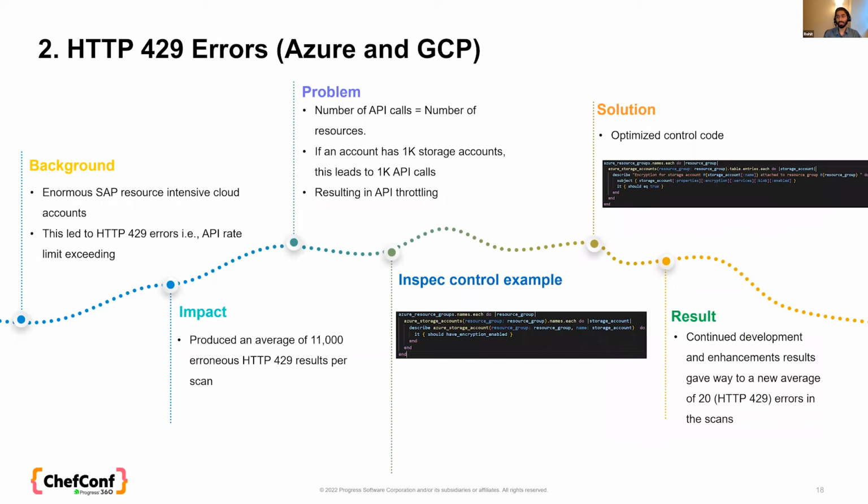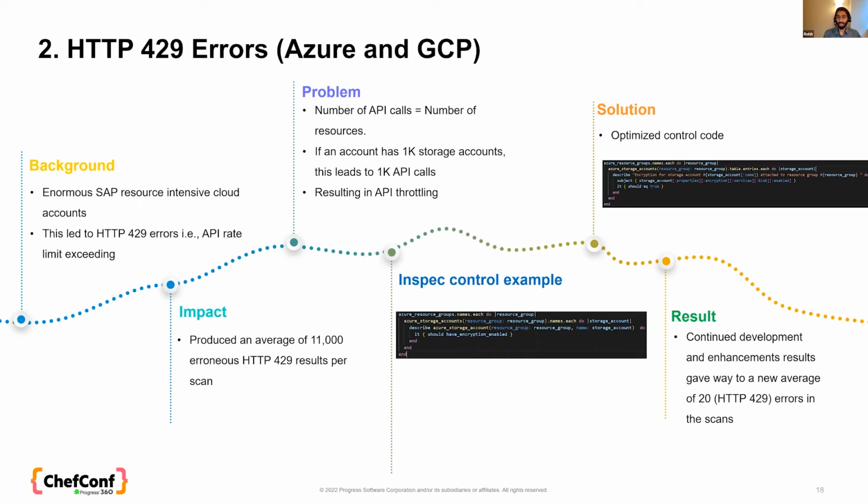And moving forward, again justifying the SAP scale, there's another interesting issue we faced with scaling, and that's typically with HTTP 429. This is an issue that we face on a huge scale that SAP operates at. So HTTP 429 errors are nothing but API throttling issues. That is, the API rate limits getting exceeded.